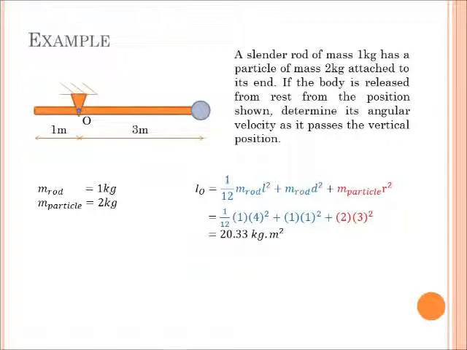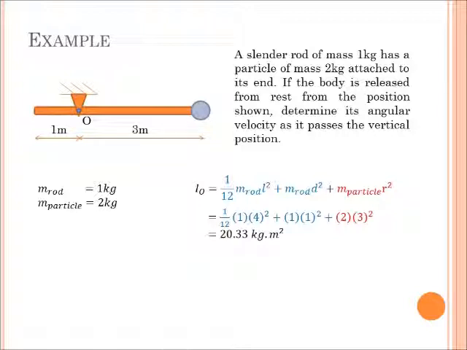We have a slender rod of mass 1 kg and has a particle of mass 2 kg attached to one end. If the body is released from rest from the position shown, determine its angular velocity as it passes the vertical position. Firstly, draw your free body diagram as always. We can determine the mass moment of inertia of the system immediately with the given data.